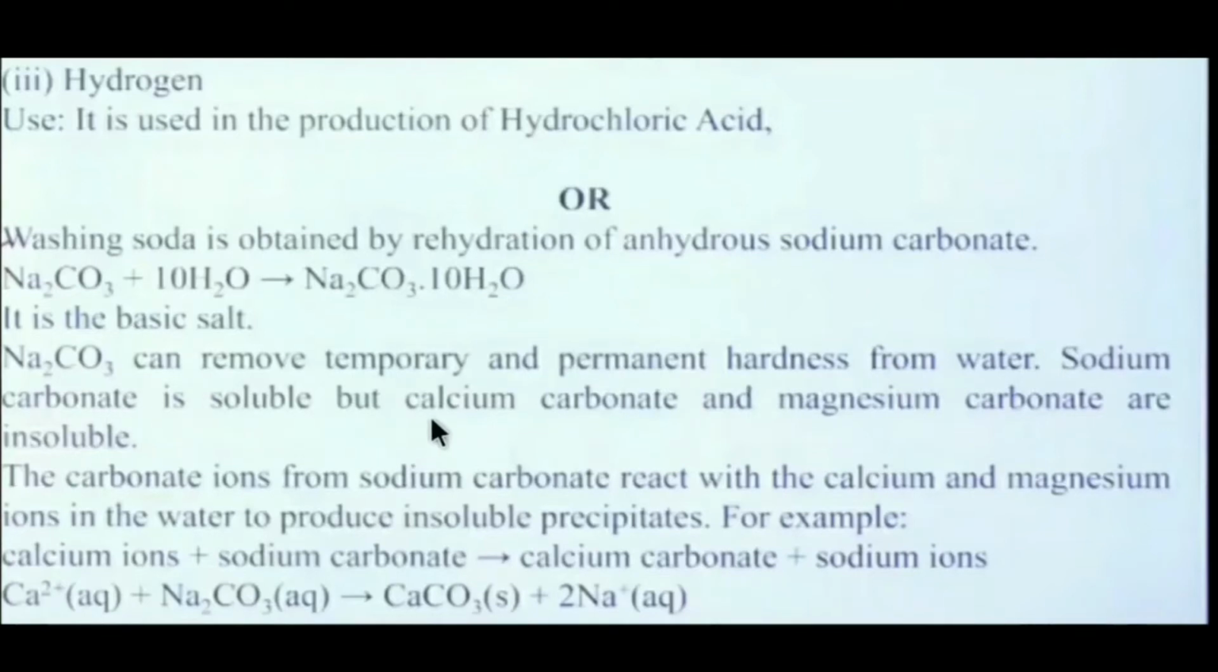Sodium carbonate is soluble, but calcium carbonate and magnesium carbonate are insoluble. The carbonate ions from sodium carbonate react with the calcium and magnesium ions in the water to produce insoluble precipitates. For example, calcium ion plus sodium carbonate gives calcium carbonate plus sodium ions. Ca2+ aq plus Na2CO3 aq gives CaCO3 solid plus 2Na+ aq.